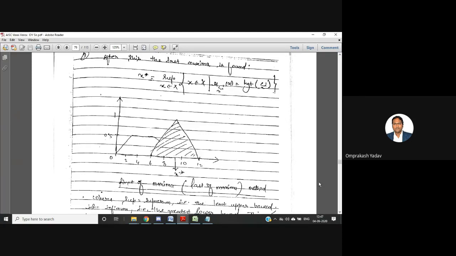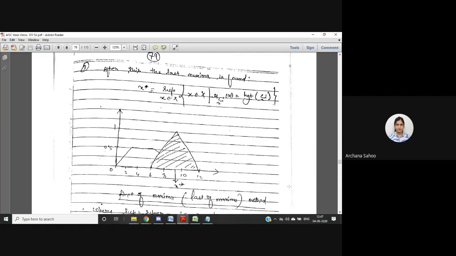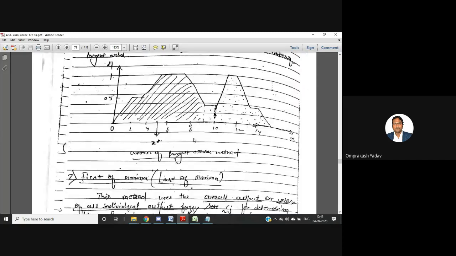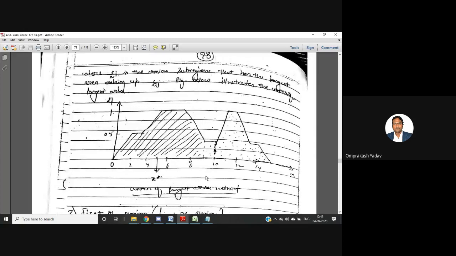Done. Yes, sir. But I didn't get what this method does. Can you just explain again? In this method also we try to find the x star. As we see, the name is first of maxima or last of maxima. If we compare with the first method, the center of largest area method, we try to find which is the largest area, and directly we take the center of that area, and it becomes the x star.